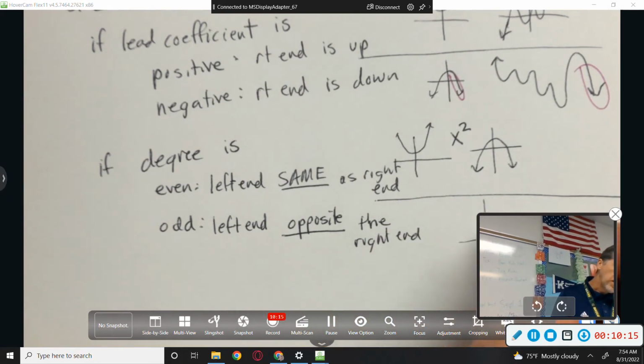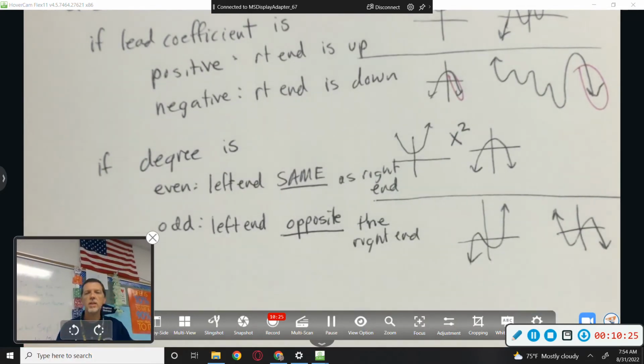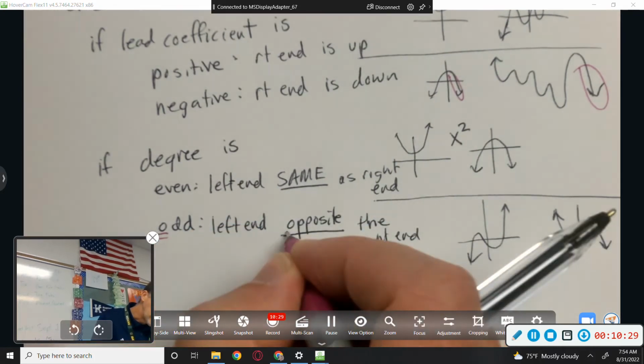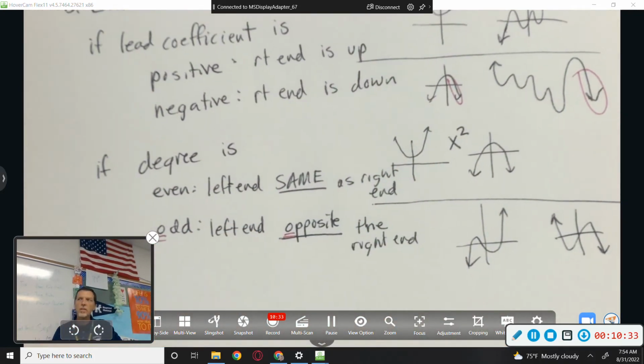And you think about a cubic. A cubic going the opposite of the right end. If it helps, odd and opposite both start with O, so those kind of go together. So the right end we get from the lead coefficient, the left end we sort of get from the degree, but only after we know what the right end is doing also.